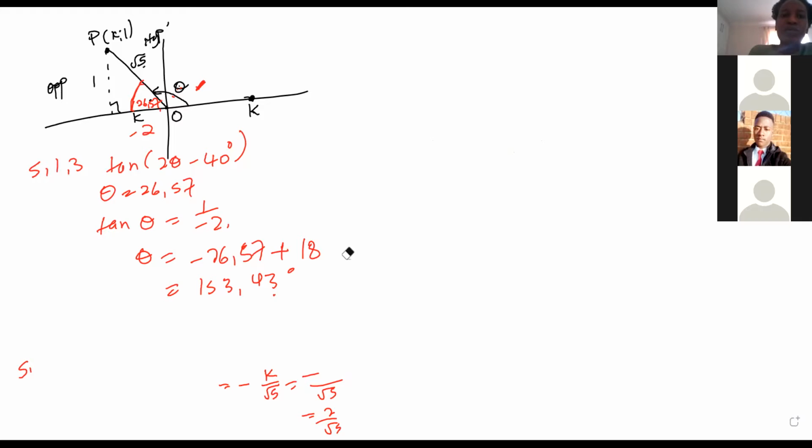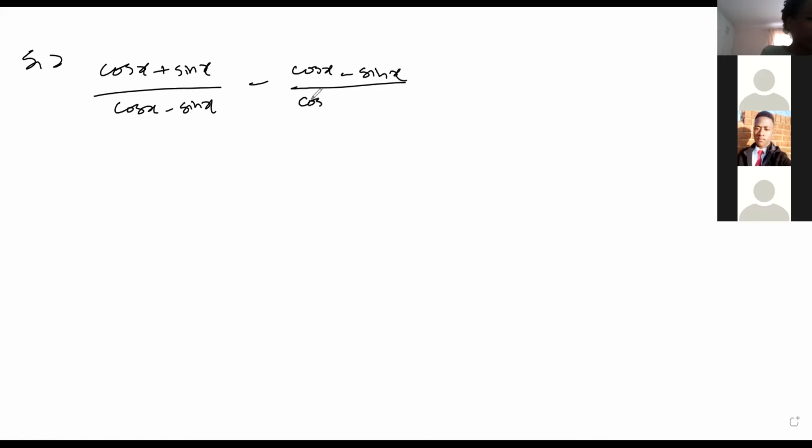Okay, so let's look at 5.2. Prove the following identity. I need the whole space. They want us to prove: (cos x plus sine x) over (cos x minus sine x) minus (cos x minus sine x) over (cos x plus sine x) is equal to 2 tan 2x.